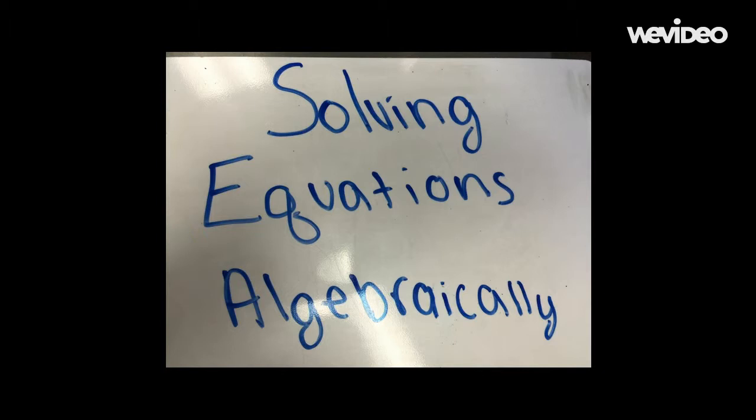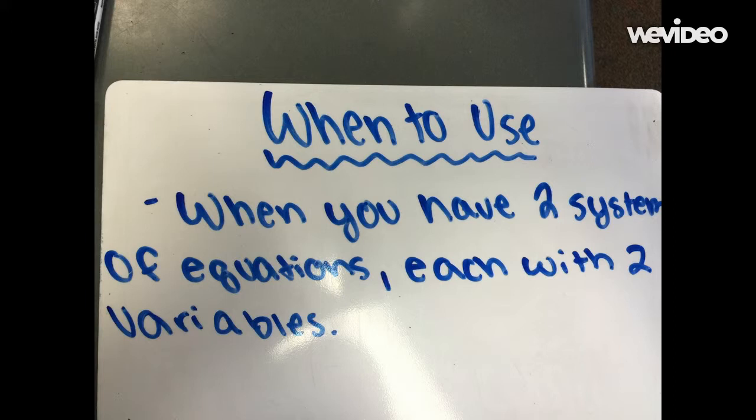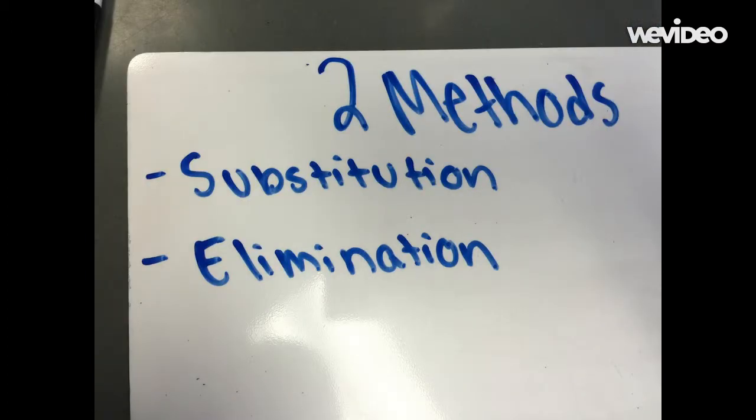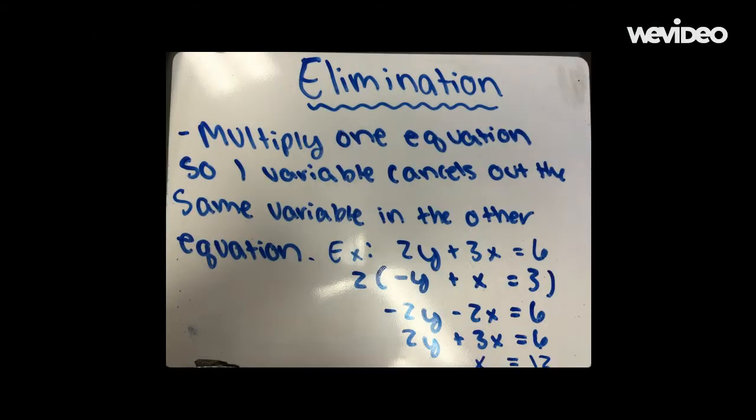This is solving systems of equations algebraically. We're going to use this method when you have two different equations, both with two variables, two of the same variables. Our two algebraic methods of doing this are substitution and elimination. So to do elimination, you have to multiply one equation so that one variable in that equation then cancels out the same variable in the other equation.